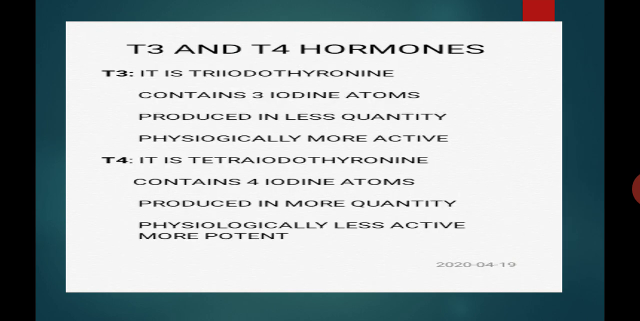See the student, difference between T3 and T4 hormone. T3 is triiodothyronine. It contains 3 iodine atoms. It is produced in less quantity. It is physiologically more active. T4 hormone is tetraiodothyronine. It contains 4 iodine atoms. It is produced in more quantity. Physiologically it is less active, but it is more potent.